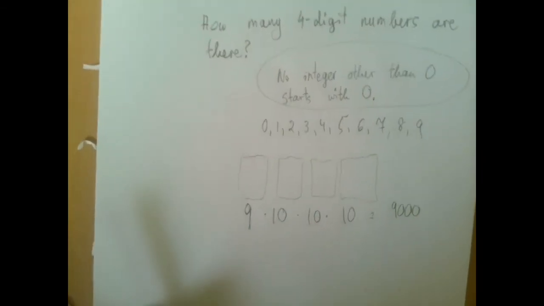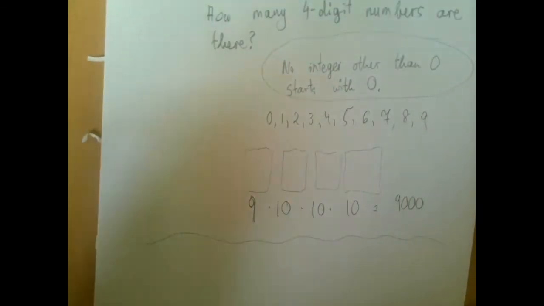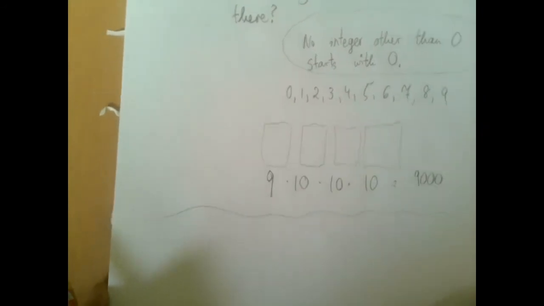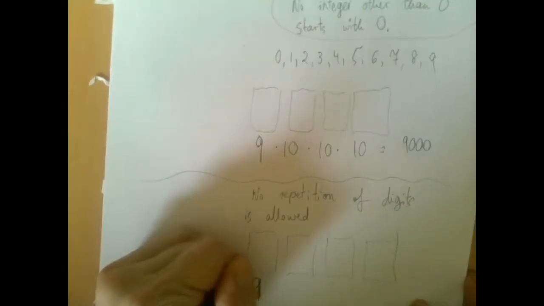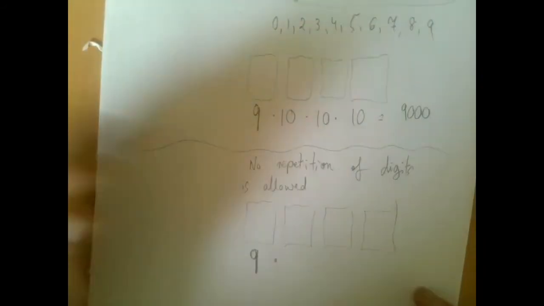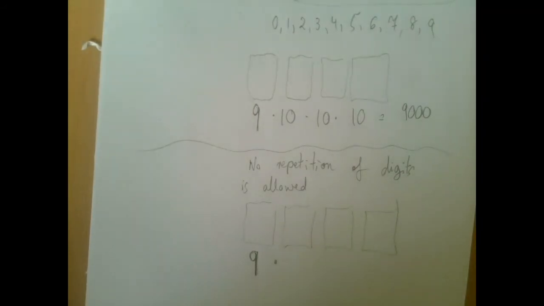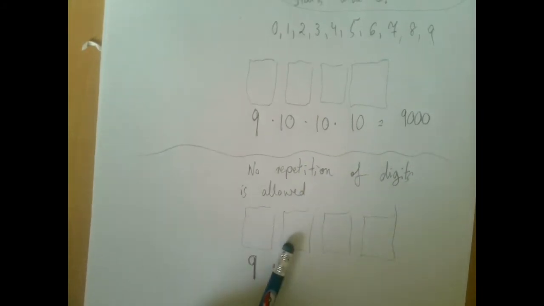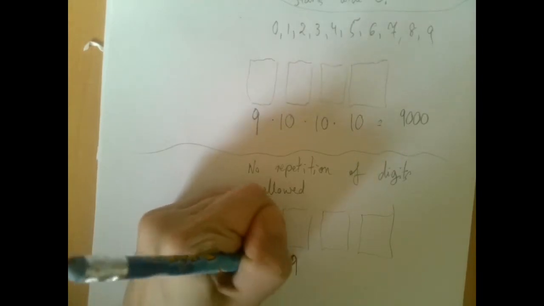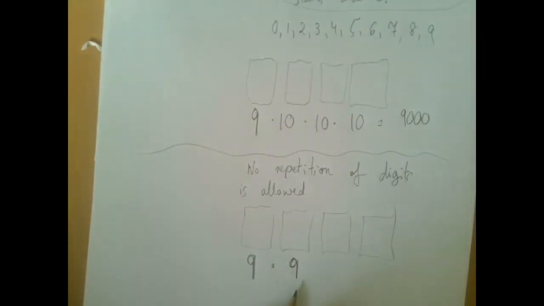Okay. Now the same question, you guessed it, no repetition of digits is allowed. And this is where it gets interesting. So for the first digit, we have 9 choices. Now, for the second digit, we have 9 choices again. Because if we picked 7 here, we lost 7 as an option here, but we gain 0. We lose 1, we gain 1. So we have 9 options.